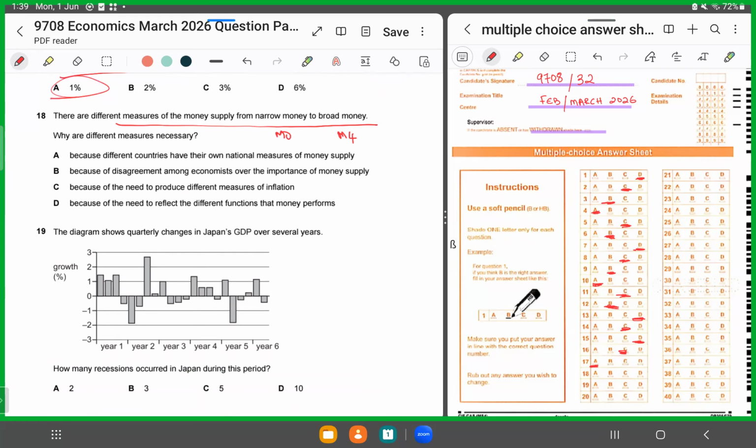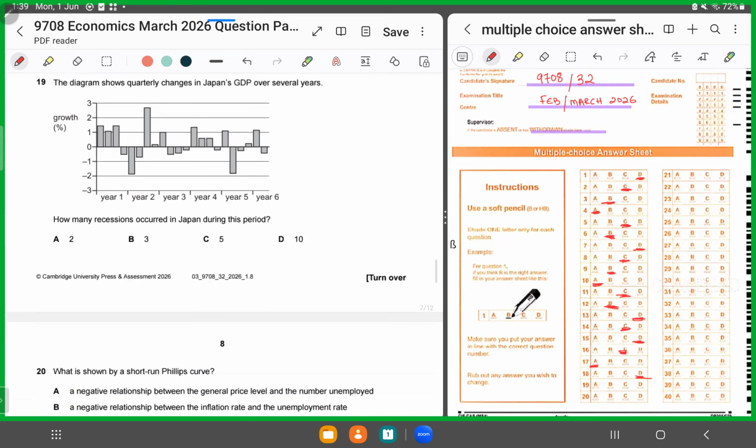Now, why do they exist? They exist because different assets perform different functions, right, for different segments. So, because of the need to reflect the different functions that money performs, we've got assets ranging from M0 to M4, coins, bank accounts, right? So, for 18, we'll shade in D as the correct answer. Moving forward, MCQ number 19. The diagram shows quarterly changes in Japan's GDP over several years. Now notice we displayed the years on the horizontal axis and the growth in percentage on the vertical axis, they're asking how many recessions occurred.